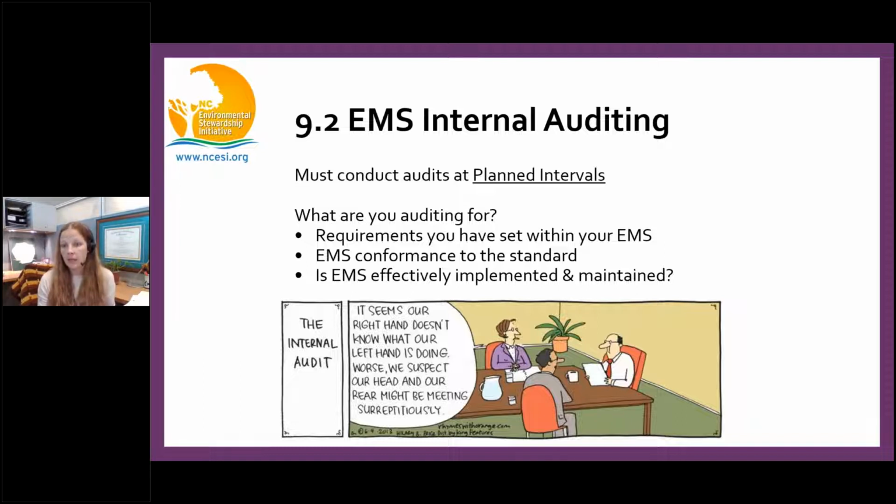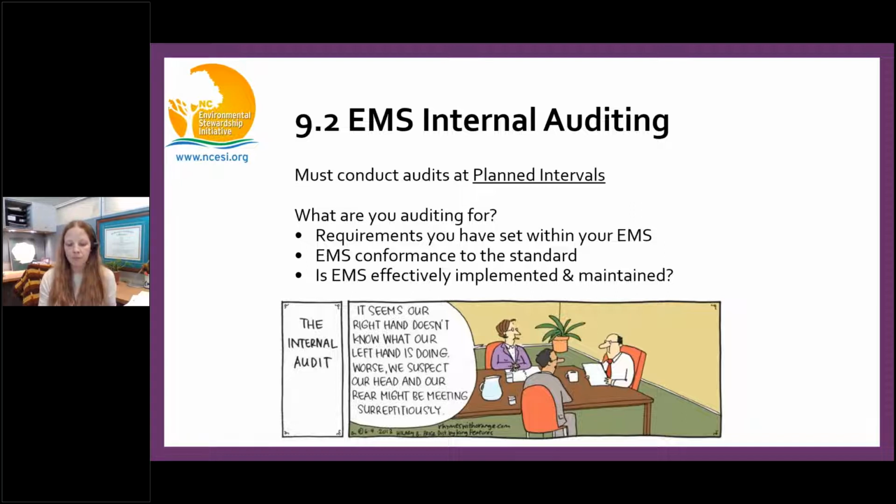Do they know that they have an EMS? Do they know what their significant aspects are? Do they really think, or do you really think rather, that once a year would suffice for a given topic? So you guys determine how frequently you're going to audit, and you don't have to audit each area or each element at the same rate.